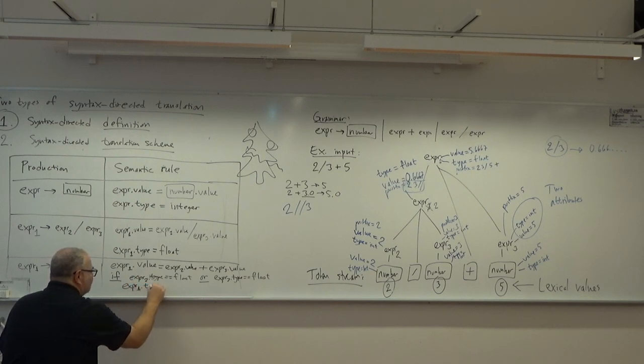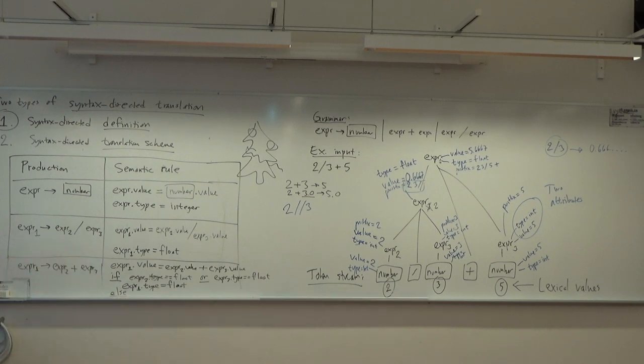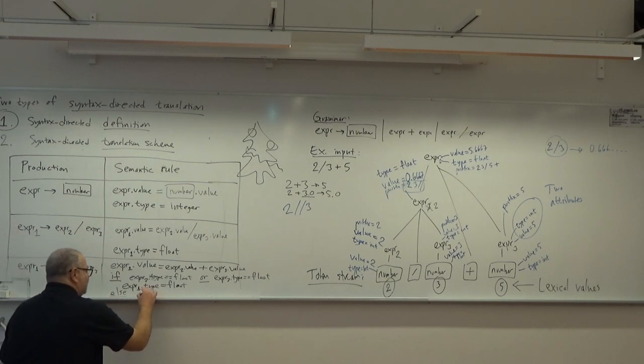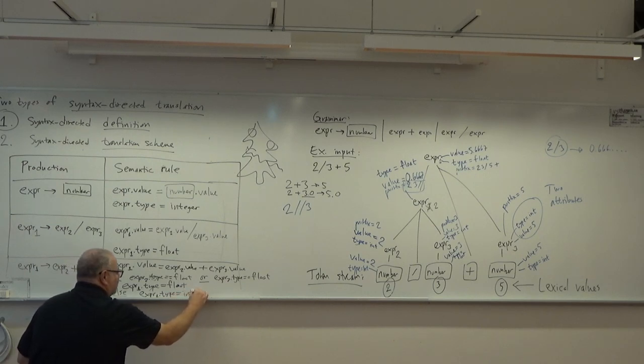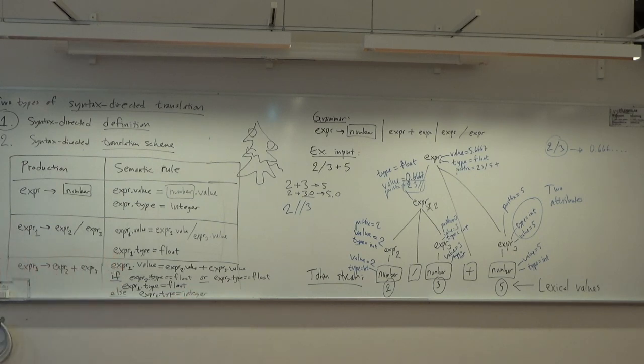Expression 1.type is set to float. Else, if we don't have any floating point numbers, then everything is integer. So in that case, else expression 1.type is set to integer. This is about the same rule we have in many other languages, C, C++, Java, and so on. If you have integer plus integer, you get integer. If you have float plus float, you get float. If you have integer plus float, or the other way around, you get float.